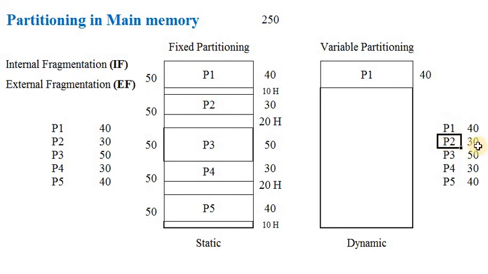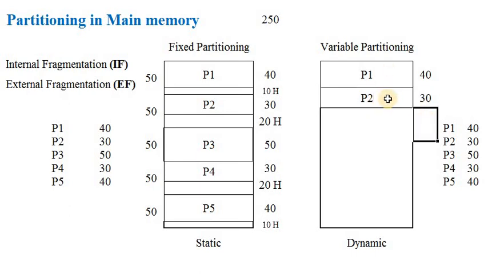Let us go for the next process, that is P2, with the size 30. 30 is less than 210, yes. When the size of the process is less than the availability, then we can directly allocate that process into the main memory. So P2 will be allocated here with the size 30.